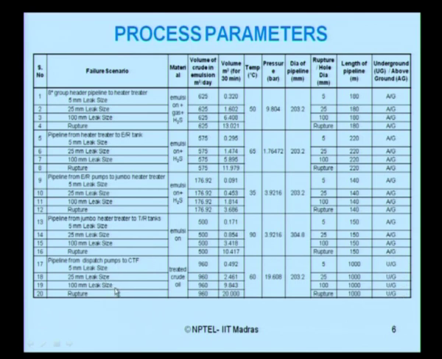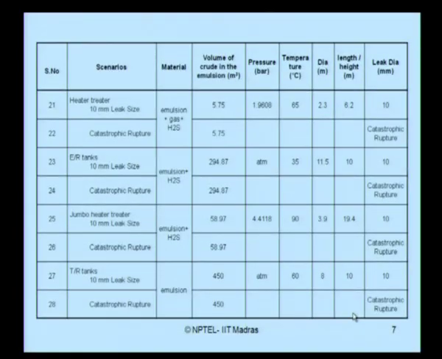So, from a given process flow diagram, I basically group the different scenarios I am looking at, the leak ruptures I am looking at, and the data which are important for me to compute the risk parameters. Similarly, if you look at the tank sector, the heater treater can have a 10 mm leak or a catastrophic rupture. I am doing these 2 analyses for all the tanks: heater treater, ER tanks, jumbo heater treater and TR tanks.